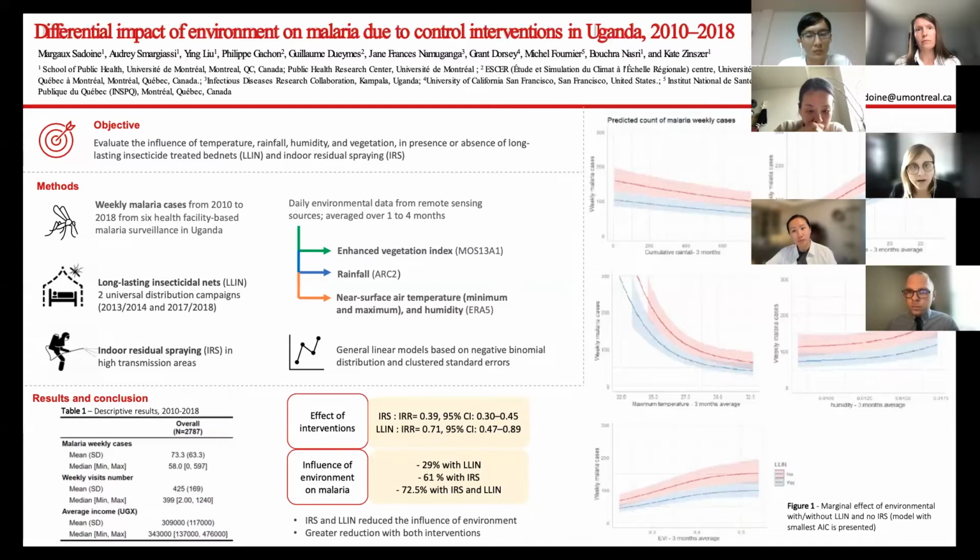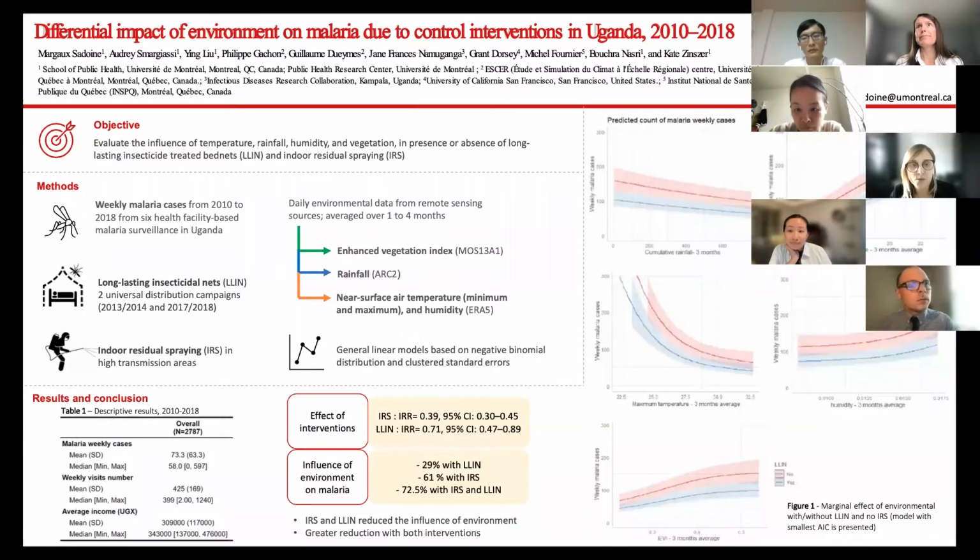So in figure 1, you have the representation of the adjusted prediction of malaria weekly counts for each environmental variable. The pink curve represents the effect of the variables when the population doesn't own mosquito nets, and in blue when the population owns mosquito nets. And all these effects are presented in the absence of indoor residual spraying. Unfortunately, I couldn't present all the results today.